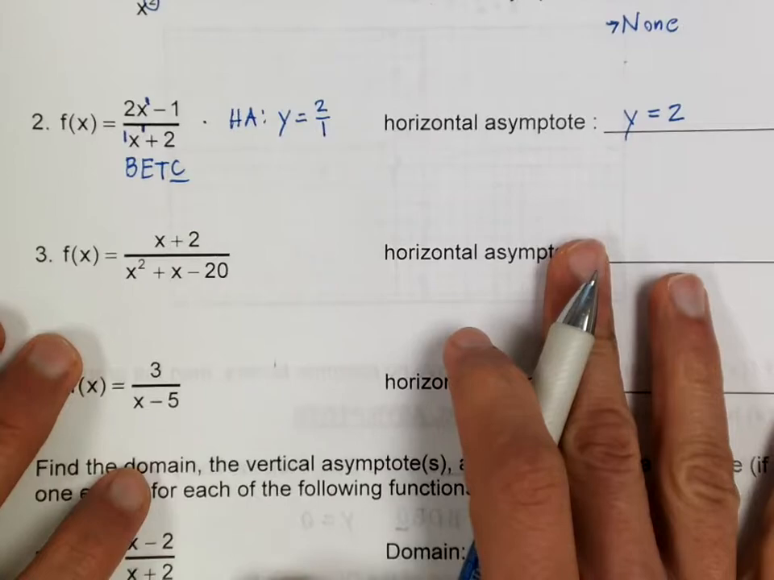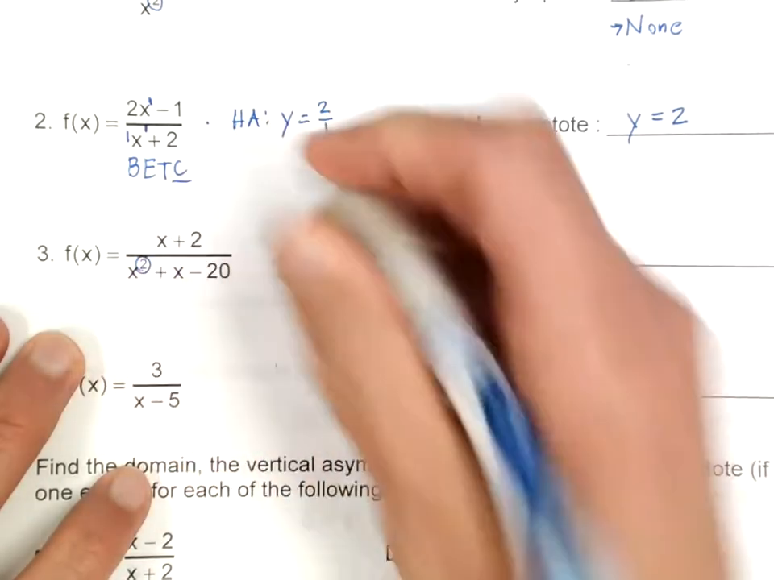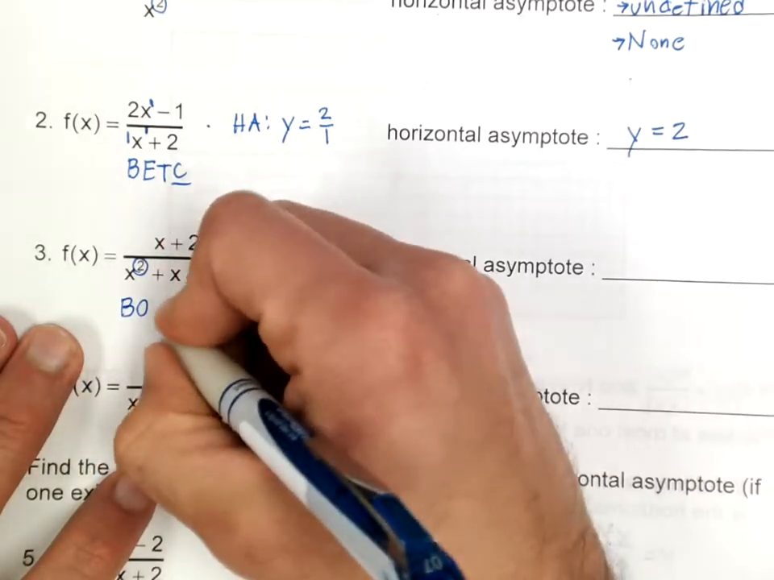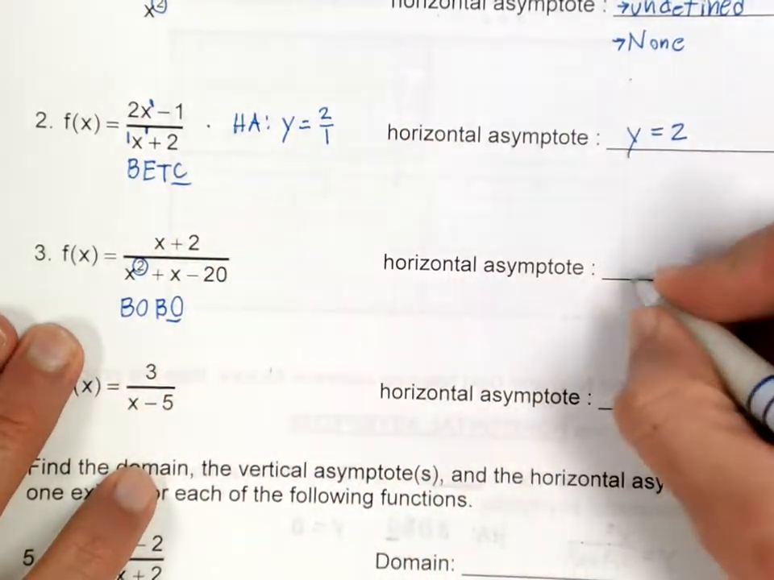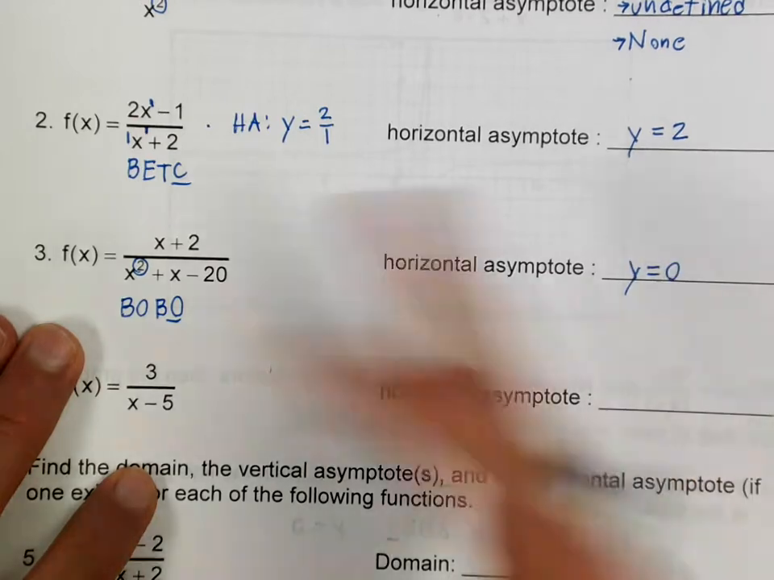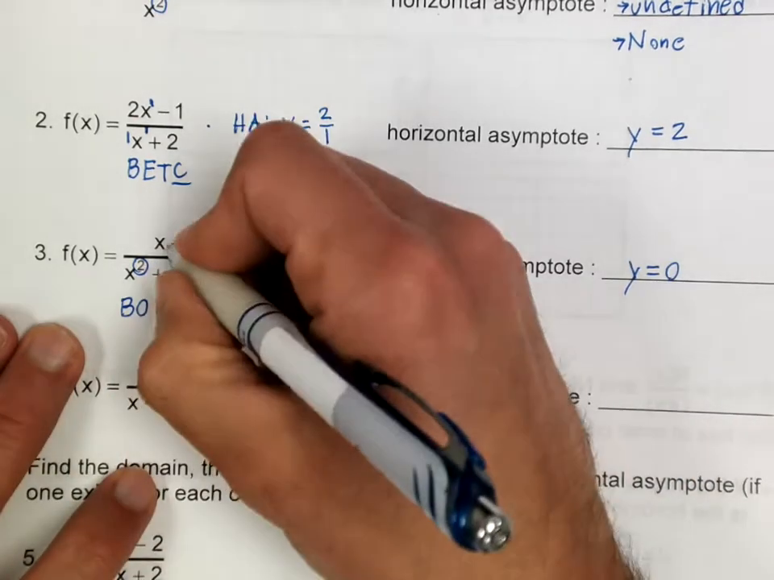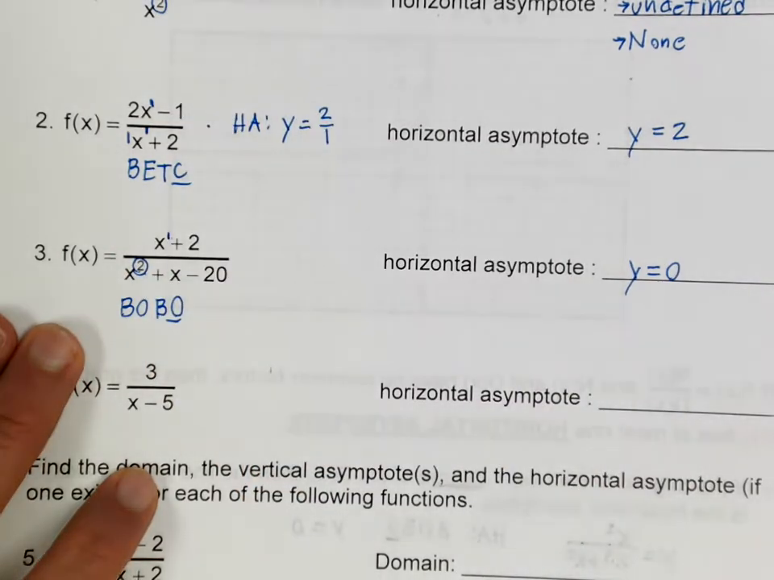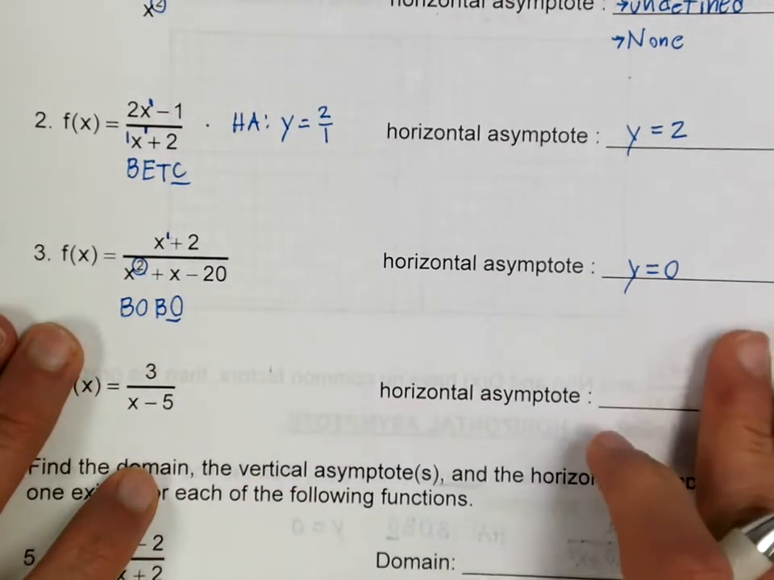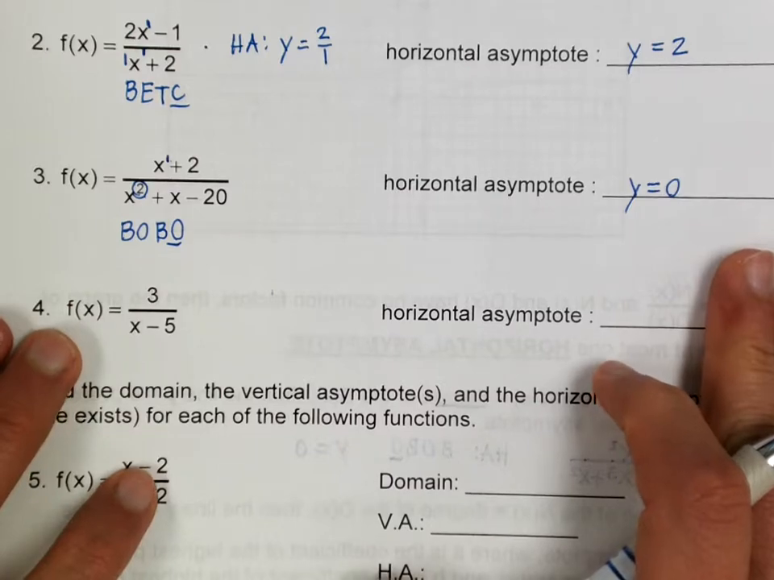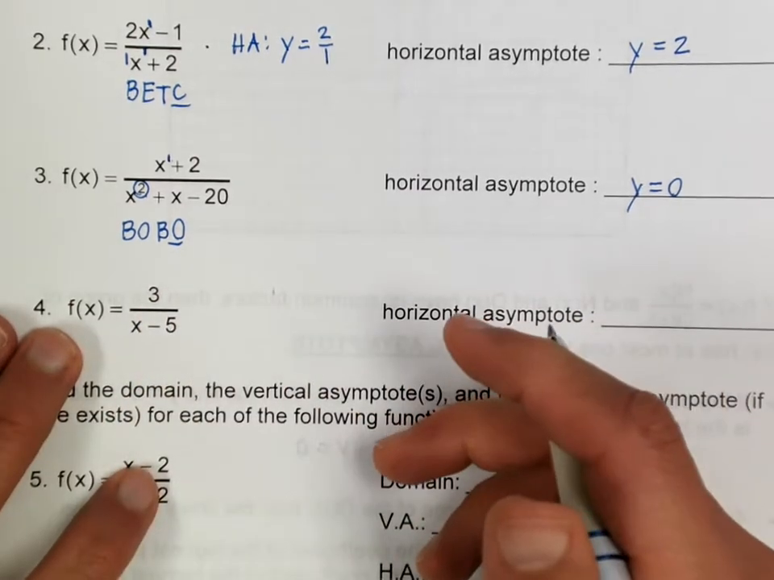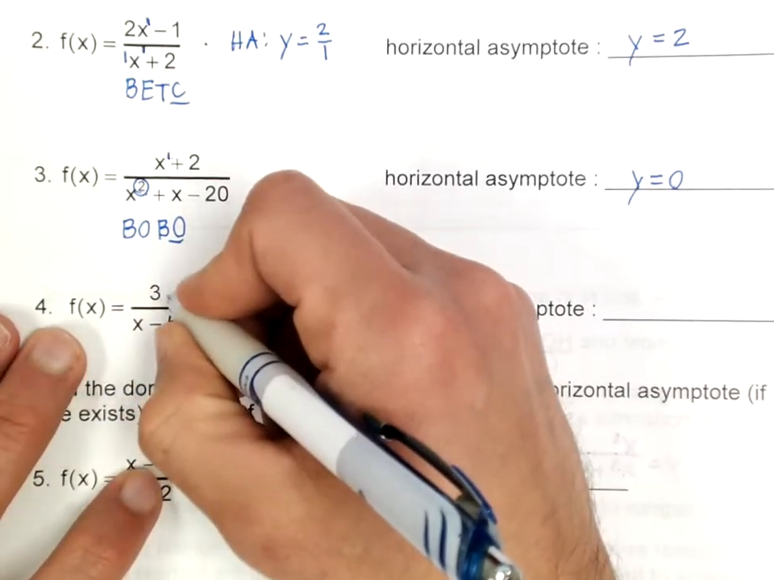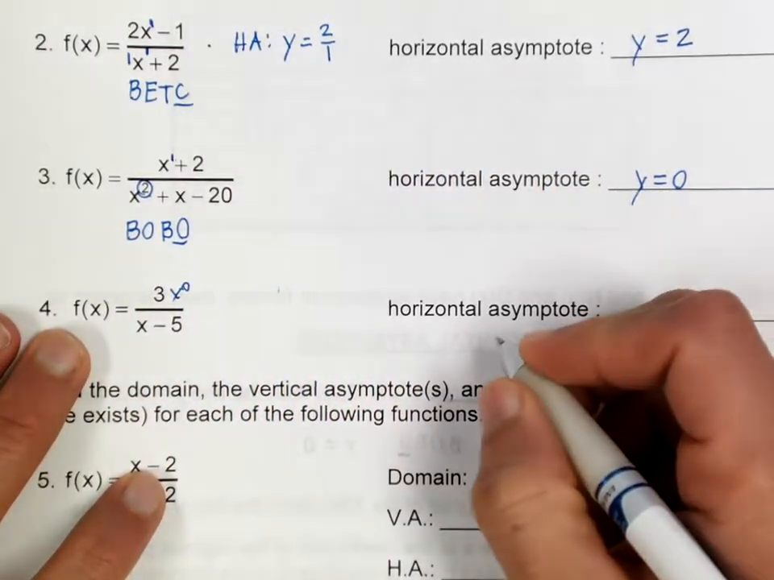On this number 3, the degree on the bottom is bigger, so bigger on bottom, BOBO. Oh, friendly BOBO. That means that y is equal to 0. I don't really care what the numbers are, as long as the degree of the bottom is bigger than the degree of the top, then you're always going to get the same answer, y is equal to 0. Finally, one that's not really tricky, but if you just have a constant, meaning a number, then you would actually call this degree 0, if you want to look at it like that.